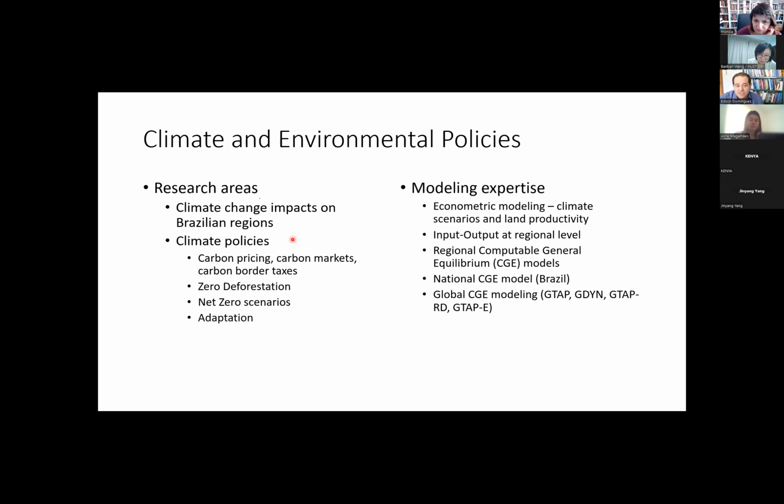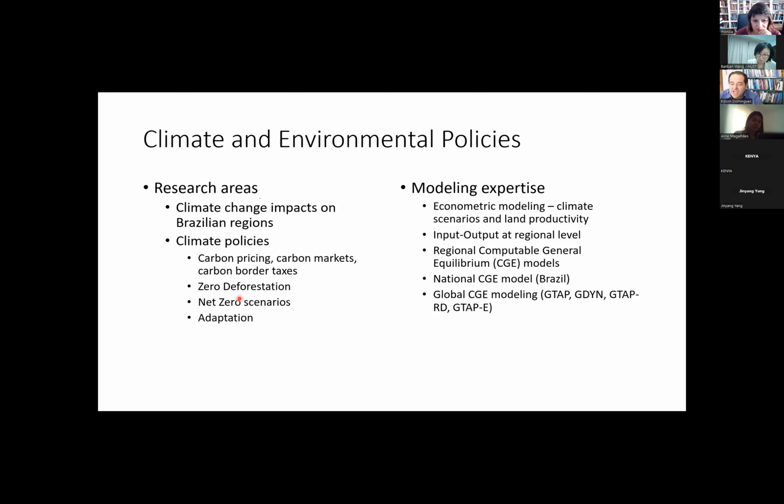We have also worked a lot on deforestation subjects in the Amazon regions. One thing that's very important for Brazil is climate policies and mitigation policies. Something about net zero scenarios, some efforts that have been studied in Brazil to try to reach this goal in the future. And a little bit about adaptation, also very important.